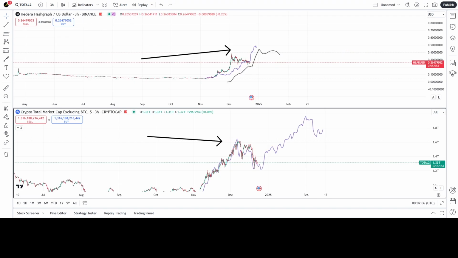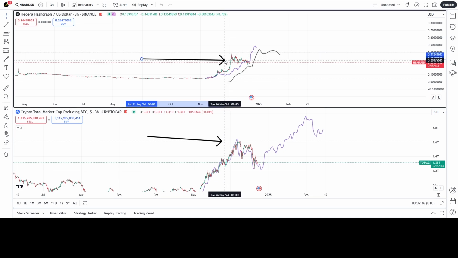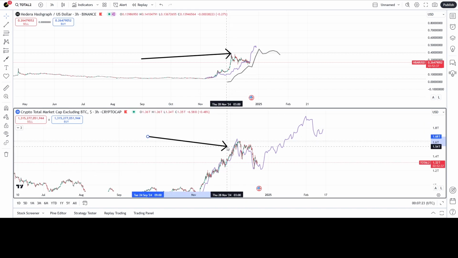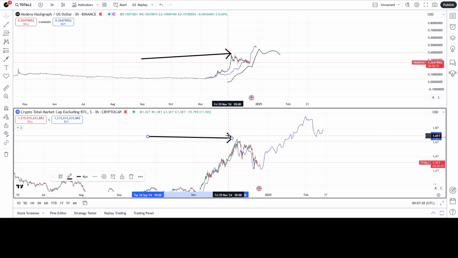Okay, so what I'd like to do next is compare a few different crypto charts to the total 2 chart. Now, in this one, I have the total 2 chart at the bottom, and I have the crypto charts that I'm comparing to at the top. So this first one that we're going to look at is H-bar. So first thing to note is where H-bar comes to its current peak right here. That happened to take place before total 2 came to its peak. What that means is that some cryptos might peak before other cryptos do.